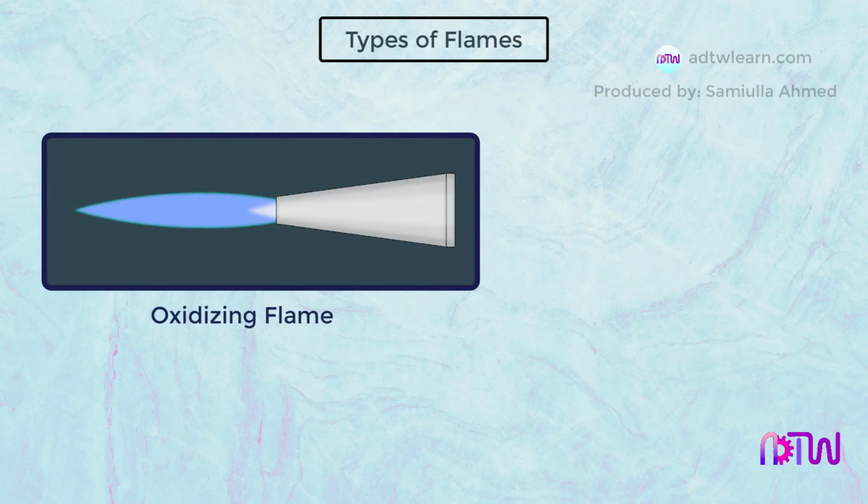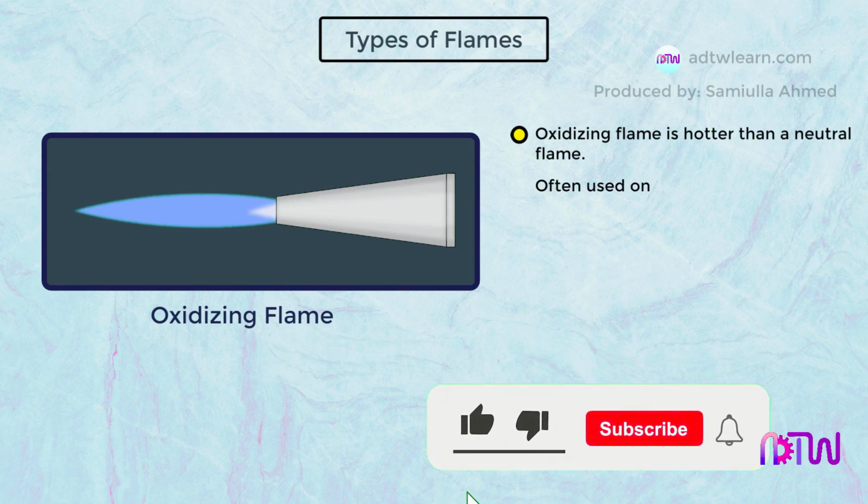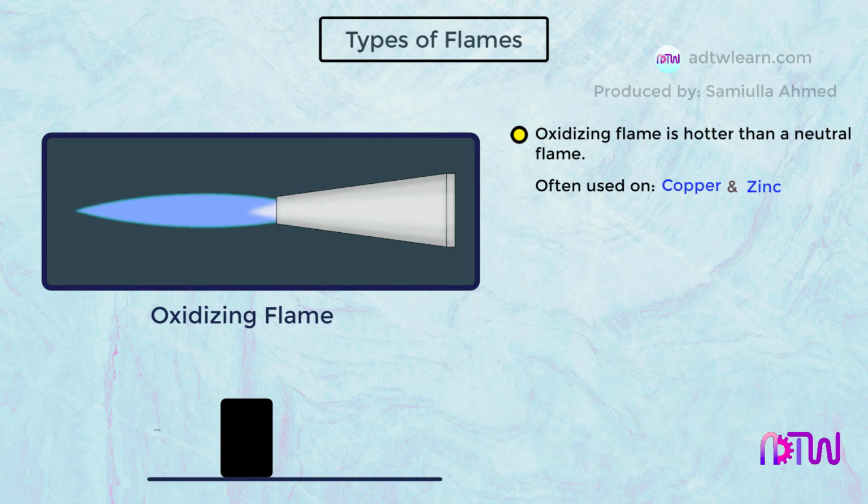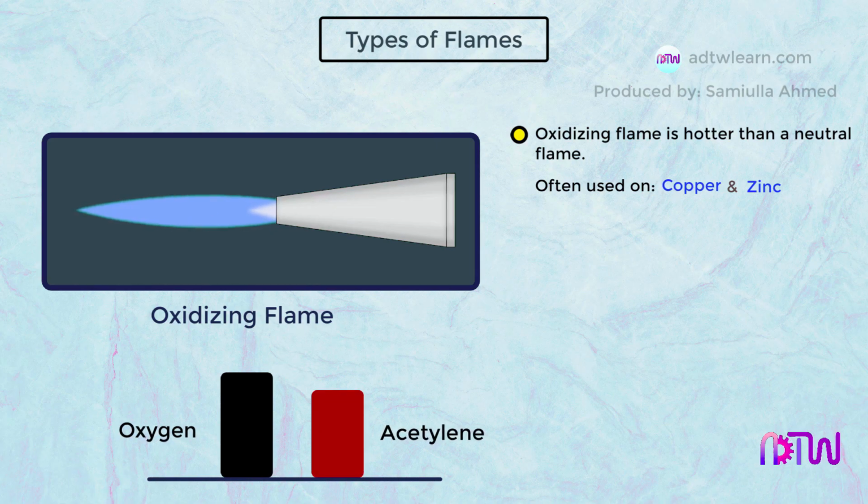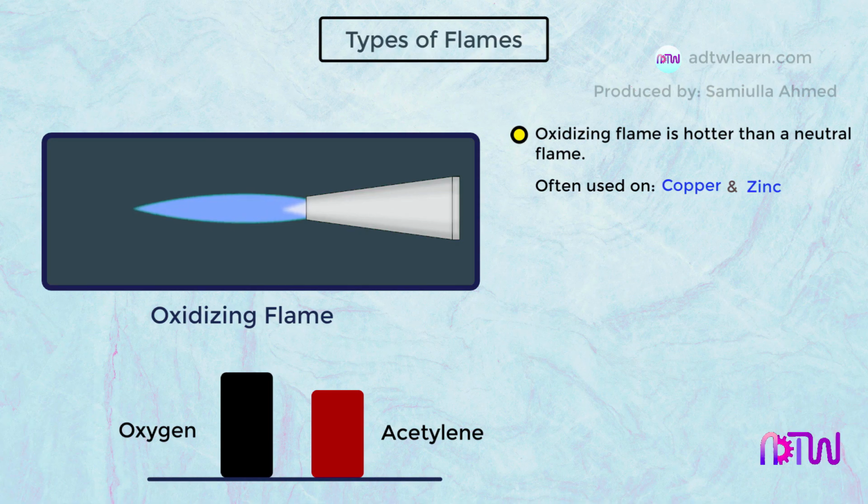The oxidizing flame. An oxidizing flame is hotter than a neutral flame, and is often used on copper and zinc. Oxidizing welding flames are produced when slightly more than 1 volume of oxygen is mixed with 1 volume of acetylene. To obtain this type of flame, the torch should first be adjusted to a neutral flame. The flow of oxygen is then increased until the inner cone is shortened to about 1/10 of its original length. When the flame is properly adjusted, the inner cone is pointed and slightly purple.